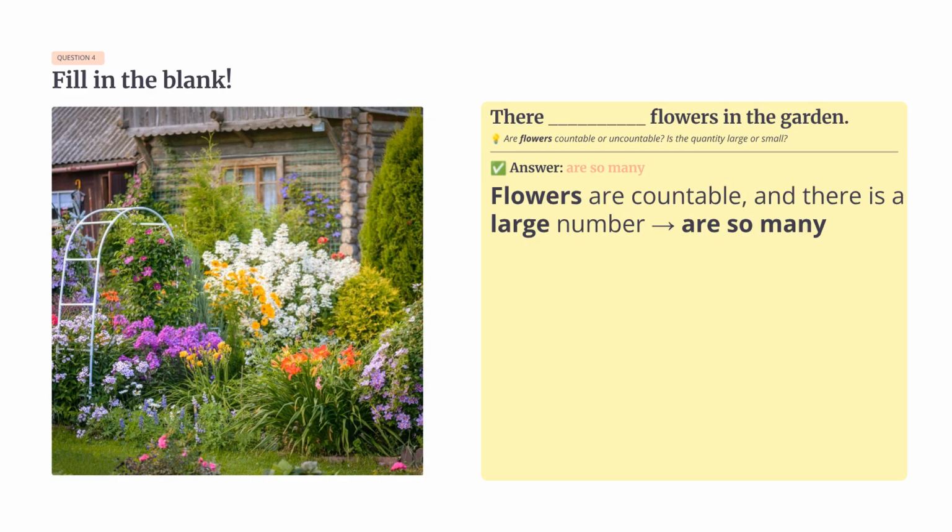Look at question 4. Complete the sentence. Blank flowers in the garden. Are flowers countable or uncountable? And is the quantity large or small? The answer is are so many, because flowers are countable and there is a large number. The full sentence is, there are so many flowers in the garden.